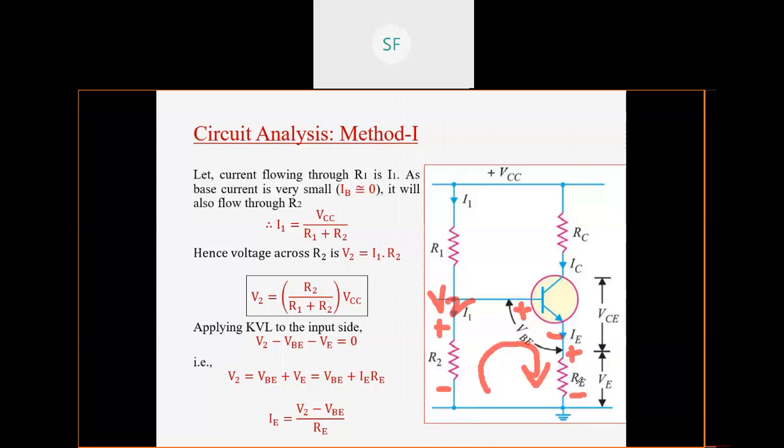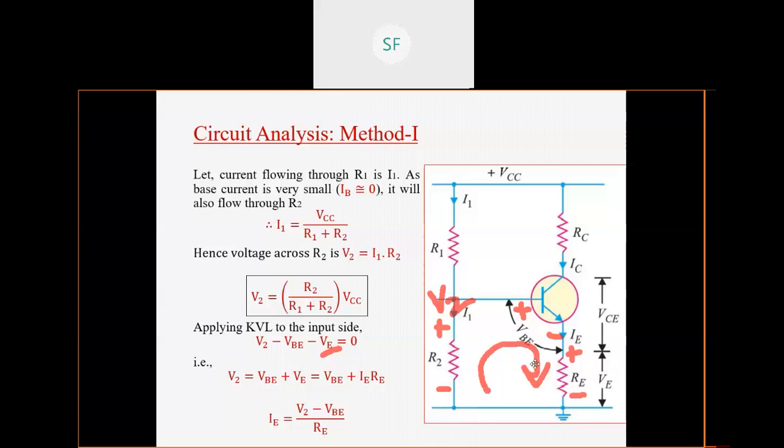So the voltage drop across RE is nothing but VE. You can observe here. Okay, so now we understood that there are three drops across this particular loop. Now we will take the algebraic sum, right? So this direction is very important. We are moving in this particular direction.